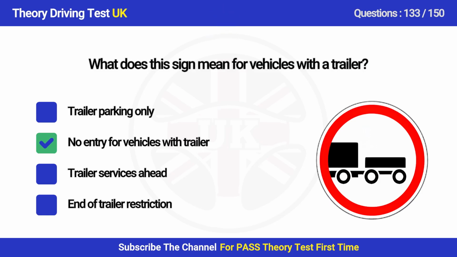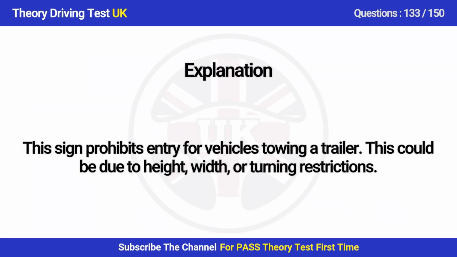Answers is B. No entry for vehicles with trailer. This sign prohibits entry for vehicles towing a trailer. This could be due to height, width, or turning restrictions.